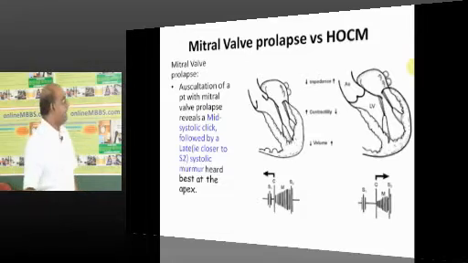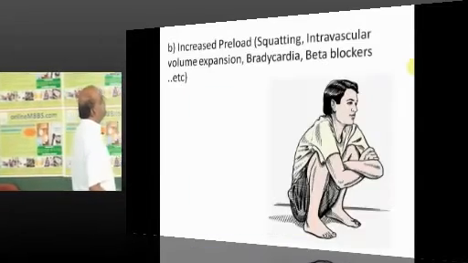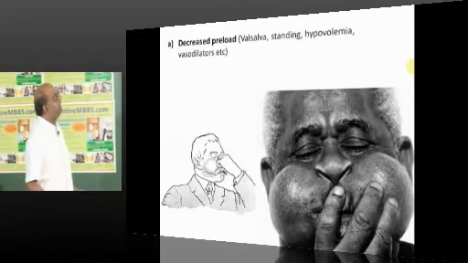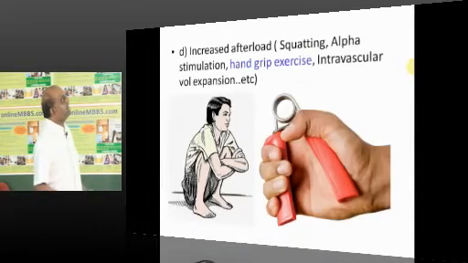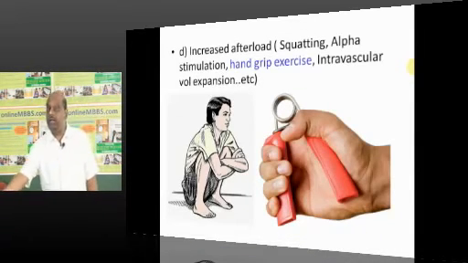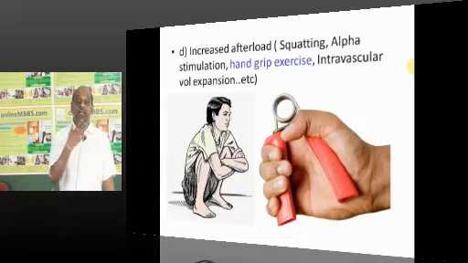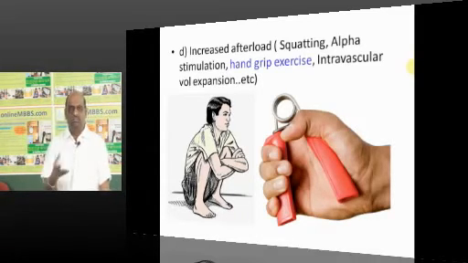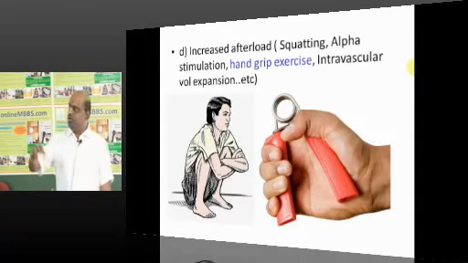Clear? So what are the maneuvers that increase the afterload? Ask the patient to squat and then check the systolic murmur. Ask the patient to do a hand grip exercise. Give something to do exercise. Today only you go to the hospital.